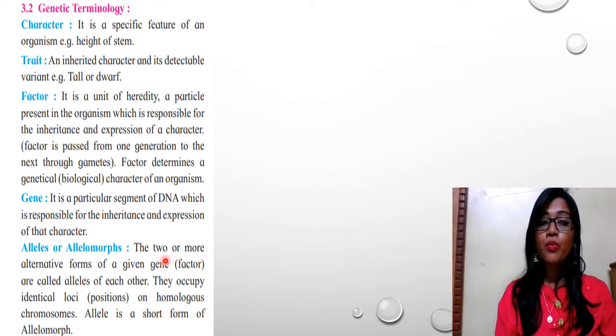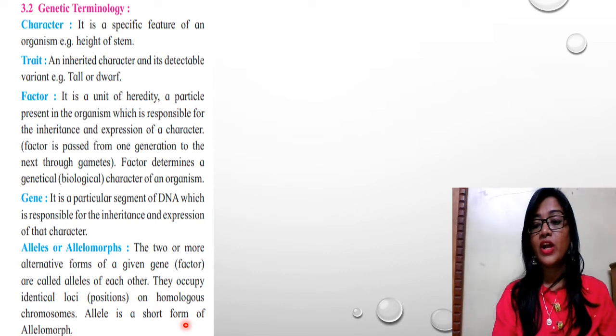What are alleles or allelomorphs? The two or more alternative forms of a given gene or factor are called alleles of each other. They occupy identical loci, loci means positions, on homologous chromosomes. Allele is a short form of allelomorph.